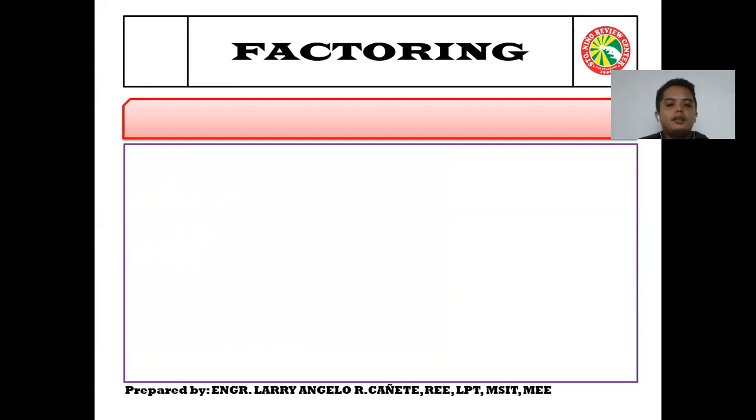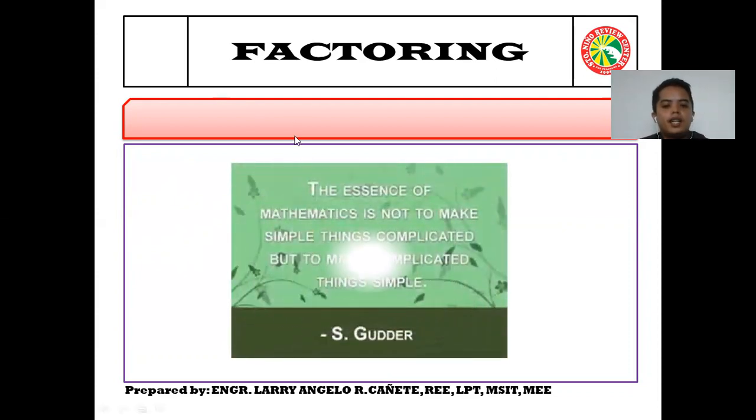So before I end, I will leave you this message by S. Gooder: The essence of mathematics is not to make simple things complicated, but to make complicated things simple. So look for the easiest, simple way rather than the complicated ones, so that you will have no difficulties in manipulating the equations.